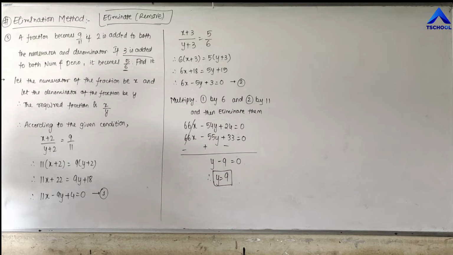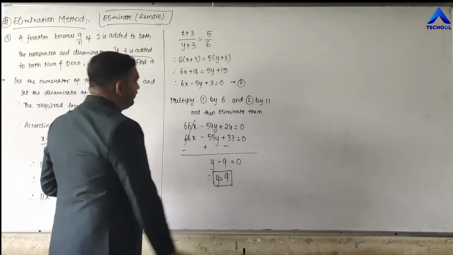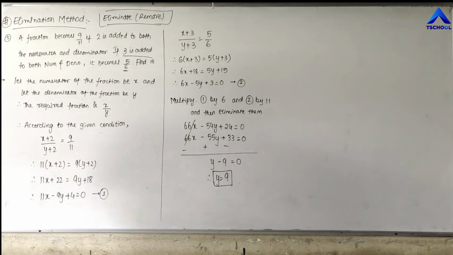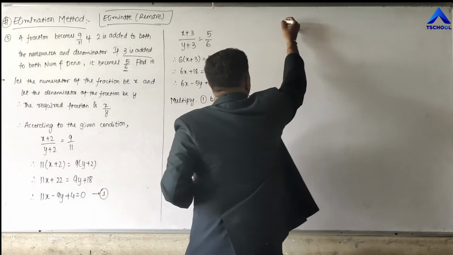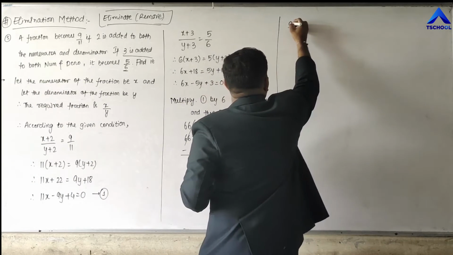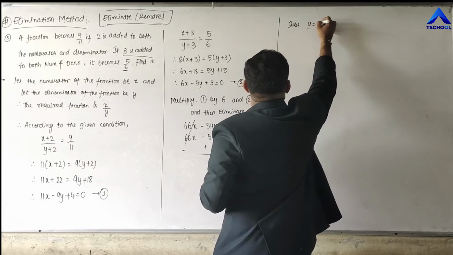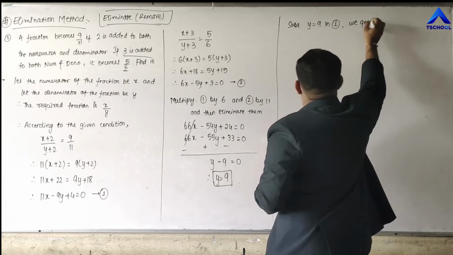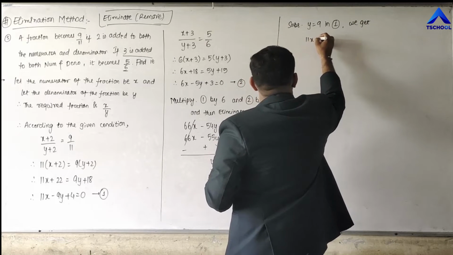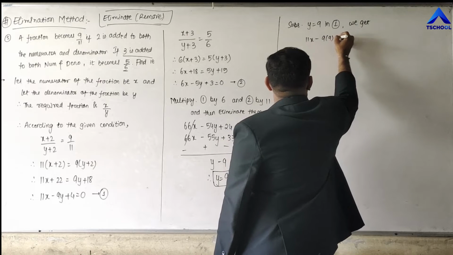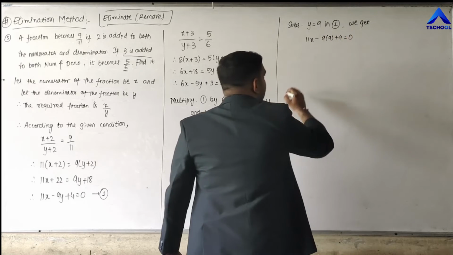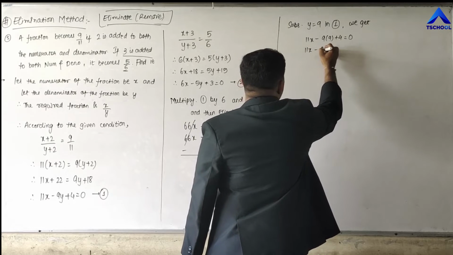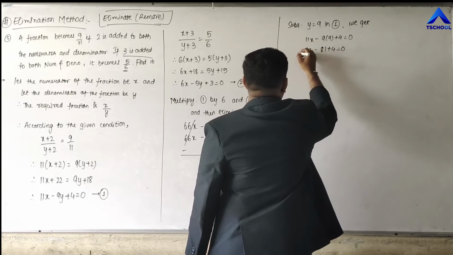Right, now what we are going to do is we are going to substitute this value of y in either of these two equations, that is 1 or 2. So substitute y equals 9 in equation 1, we get 11x minus 9 into 9 plus 4 equal to 0. So that is 11x minus 81 plus 4 equal to 0.